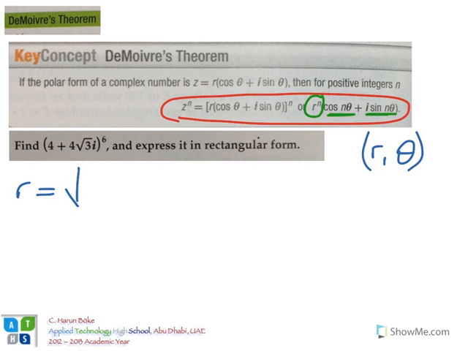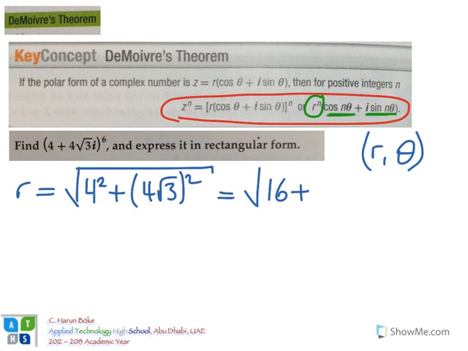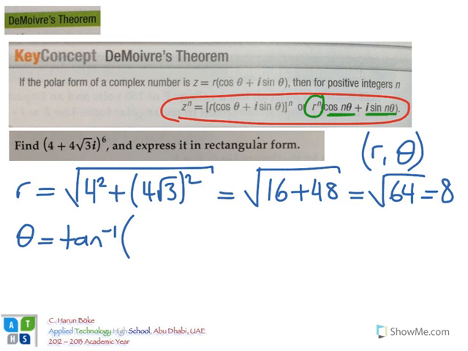r is equal to the square root of 4 squared plus (4 root 3) squared, which will give me 16 plus 48, and we have a square root of 64, which gives me 8. And for the angle, I go like theta equals the tangent inverse of 4 root 3 over 4, which when I simplify I get root 3. The tangent inverse of root 3 is nothing but 60 degrees, which is actually in radians, pi over 3.